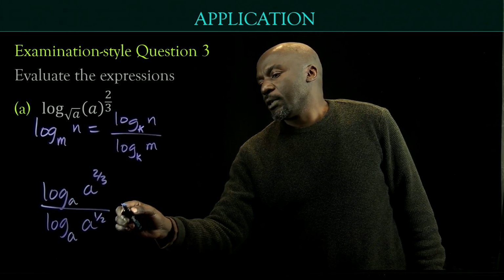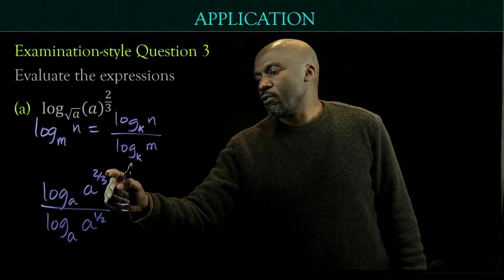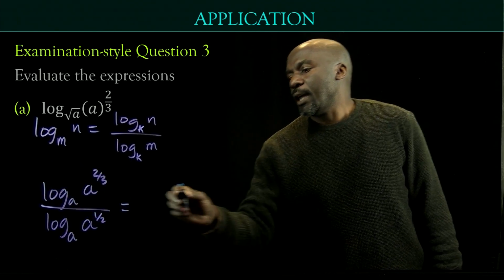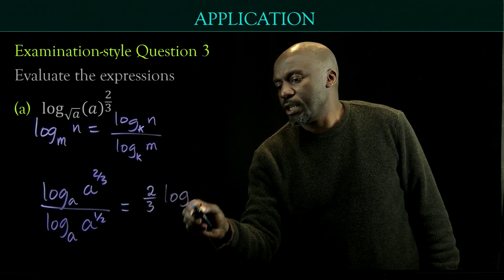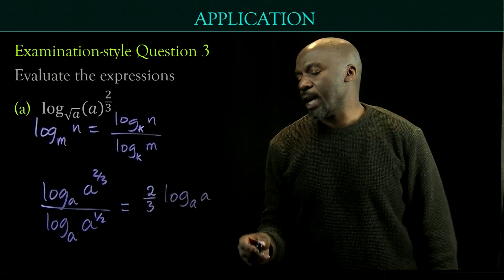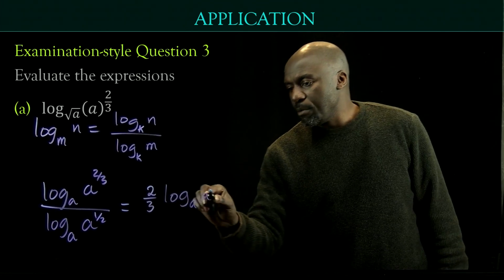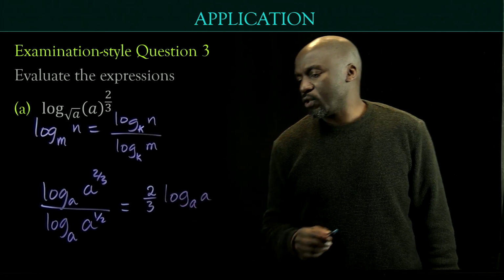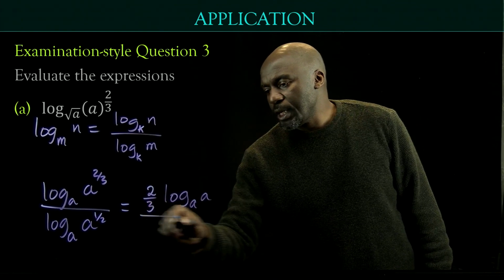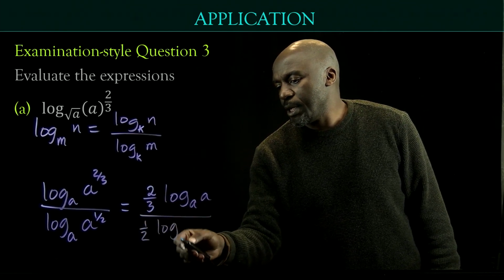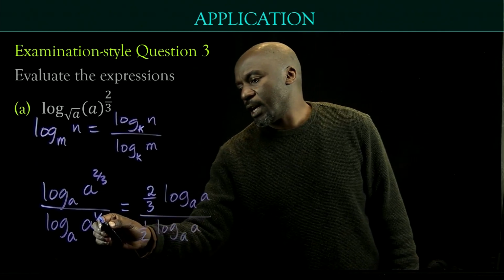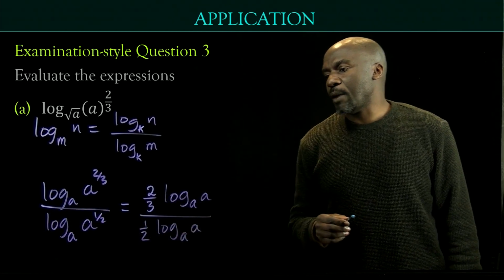Now I can use the power law to move these powers to the side, and that gives me 2 over 3 log to base a of a. You can now see why I chose base a, because log to base a of a is 1. And in the denominator, I will also have a half log to base a of a, because a half will move to the side according to the power law.